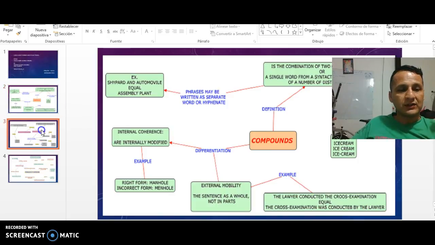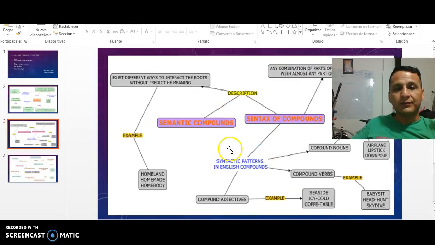Well, on the next slide, I have the two kinds of compounds, semantic and syntactic. Well, the semantic compounds, its description: there exist different ways to combine the roots without predicting the meaning. For example, the root is the word home, and I have several words with this word, for example, homeland, homemade, homebody.